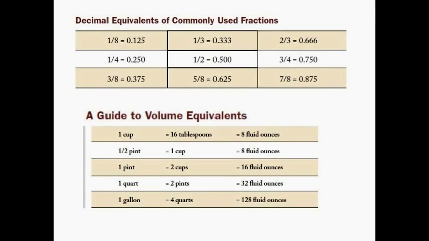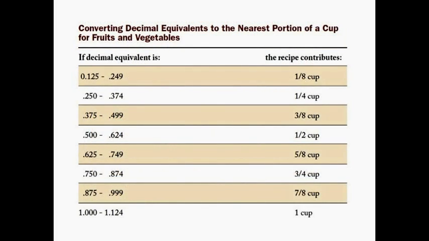Here are a few helpful resources from the Food Buying Guide Introduction section that will help with fractions and volumes when crediting fruits and vegetables. Here we have a chart for converting fractions to decimals and a guide to how volumes, such as quarts and gallons, translate into cups. Here is another chart from the Food Buying Guide, which shows decimal ranges that equal a certain amount of cups.